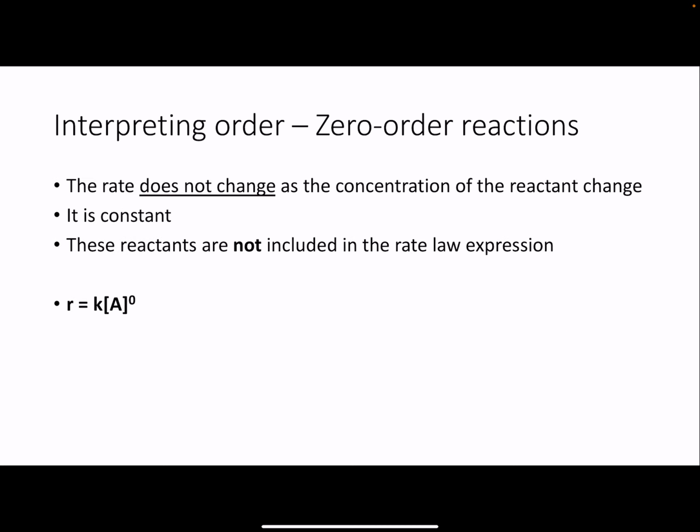So what does it mean? Well, let's start with 0. We'll look at 0, 1, 2, and we'll mention 3. If an exponent is 0, it means the rate does not change if the concentration of the reactant changes. It's constant. So these reactants don't get included in the rate law because anything with an exponent of 0 is just 1, and they will be canceled out. They're not 0. A to the exponent 0 is not 0, or else the whole function would be 0. It just means that the rate is independent of the reactant concentrations.